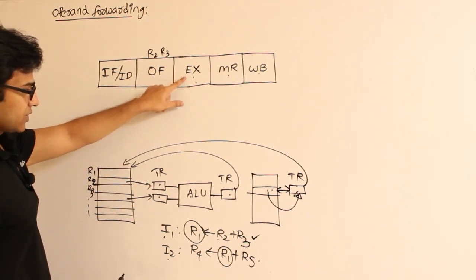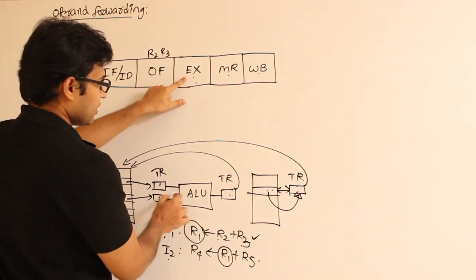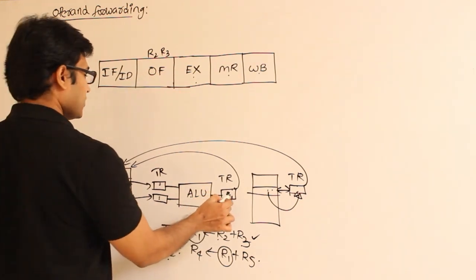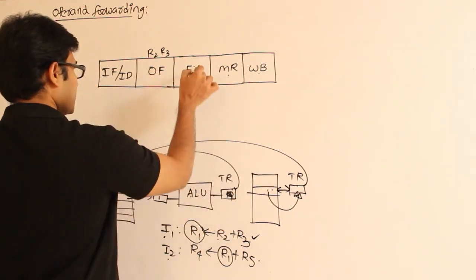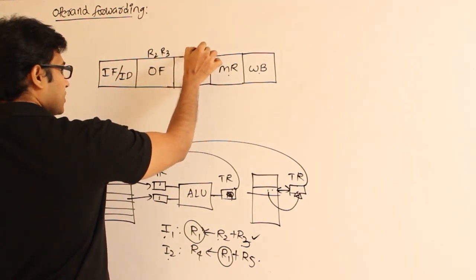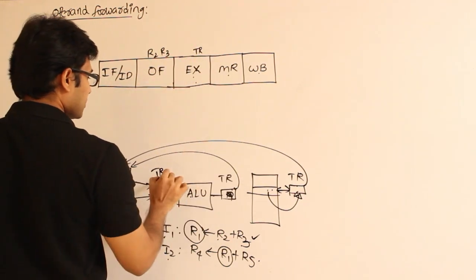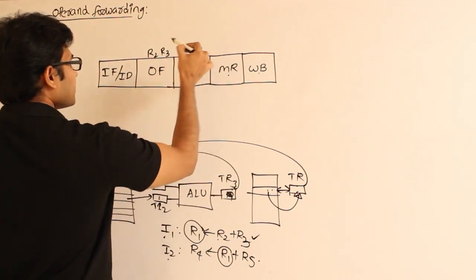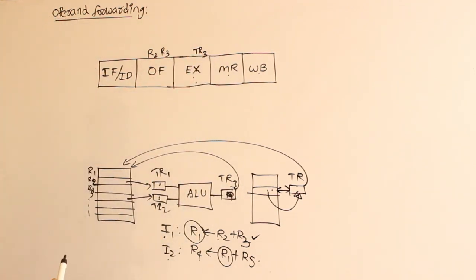And in the execution phase they will be executed and R1 will be available in the temporary register, which means whatever the result is, as the output of the execution phase, the result will be present in the temporary register. Let us say this is temporary register 1, temporary register 2, temporary register 3. So the result will be available in temporary register 3, right?